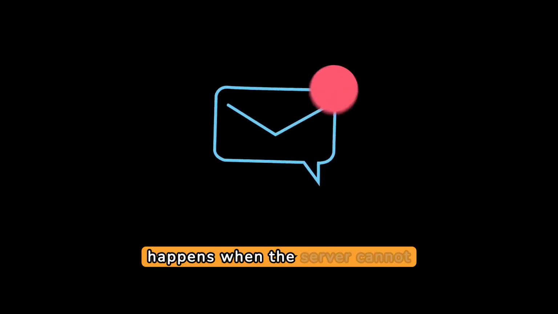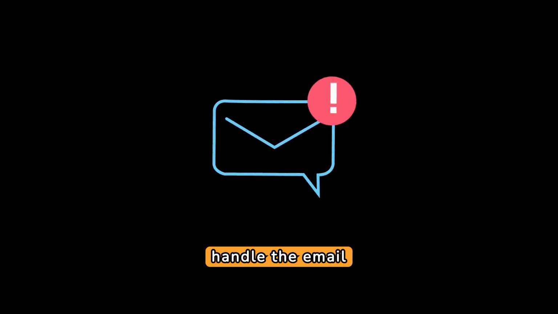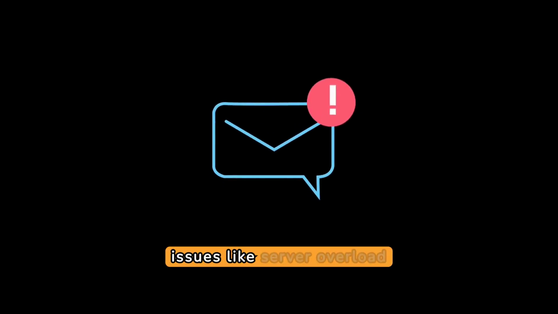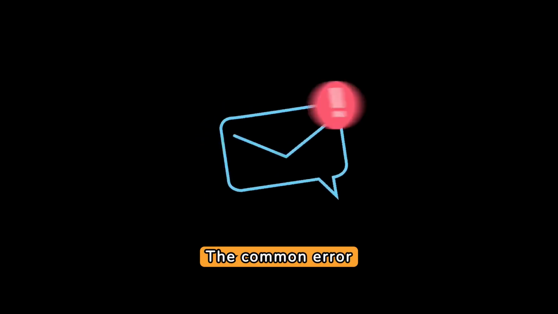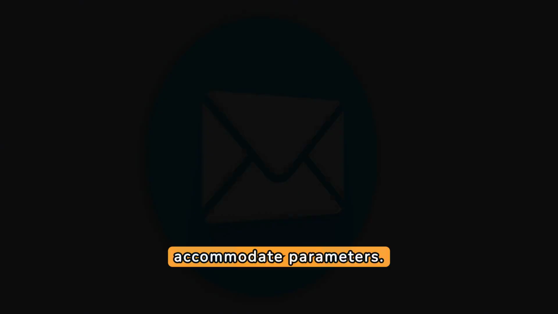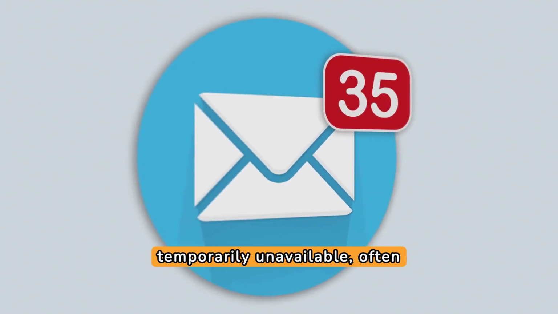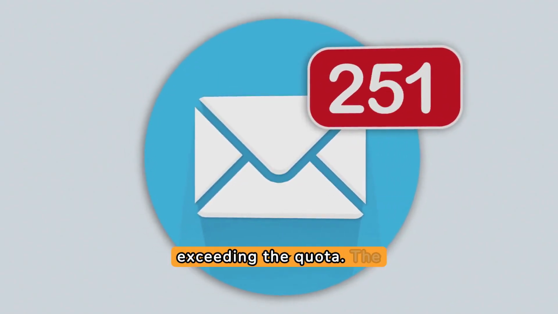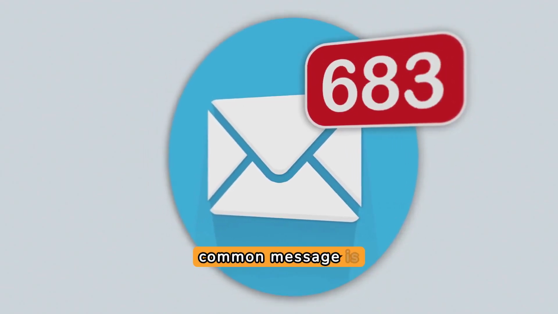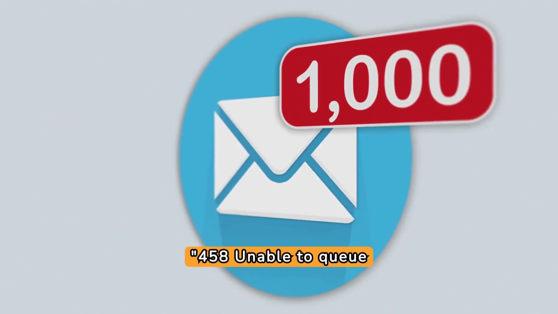SMTP error 455 typically happens when the server cannot handle the email request due to temporary issues like server overload or rate limiting. The common error message is 455 server unable to accommodate parameters. Error 458 occurs when the mailbox is temporarily unavailable, often due to issues like exceeding the quota. The common message is 458 unable to queue messages for node.